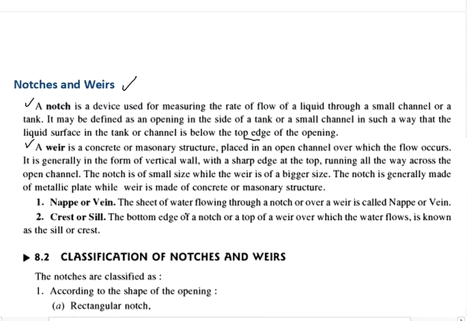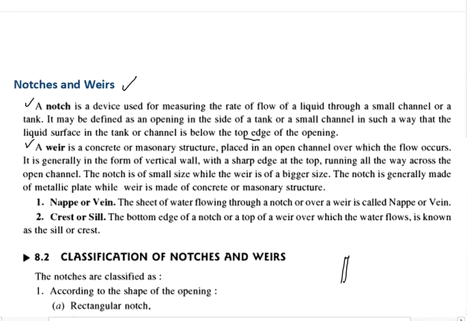Now, we have a nappe or a vein. This is a sheet of water flowing through a notch or over a weir. These are important terms that we are going to note as we discuss weirs and notches. So a nappe or a vein is the sheet of water flowing through a notch or over a weir. And a crest or sill is the bottom edge of a notch or the top of a weir over which the water flows. And it is just something simple.